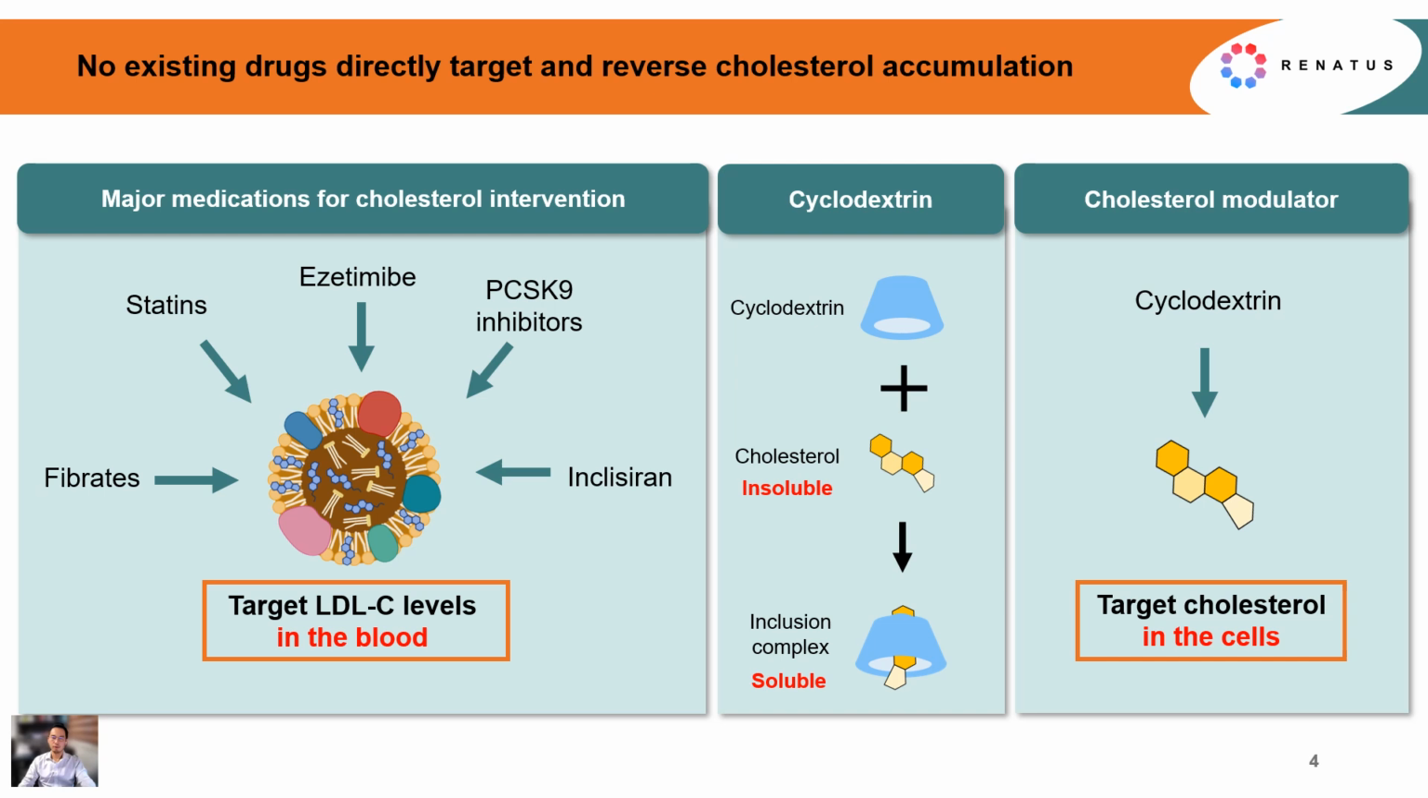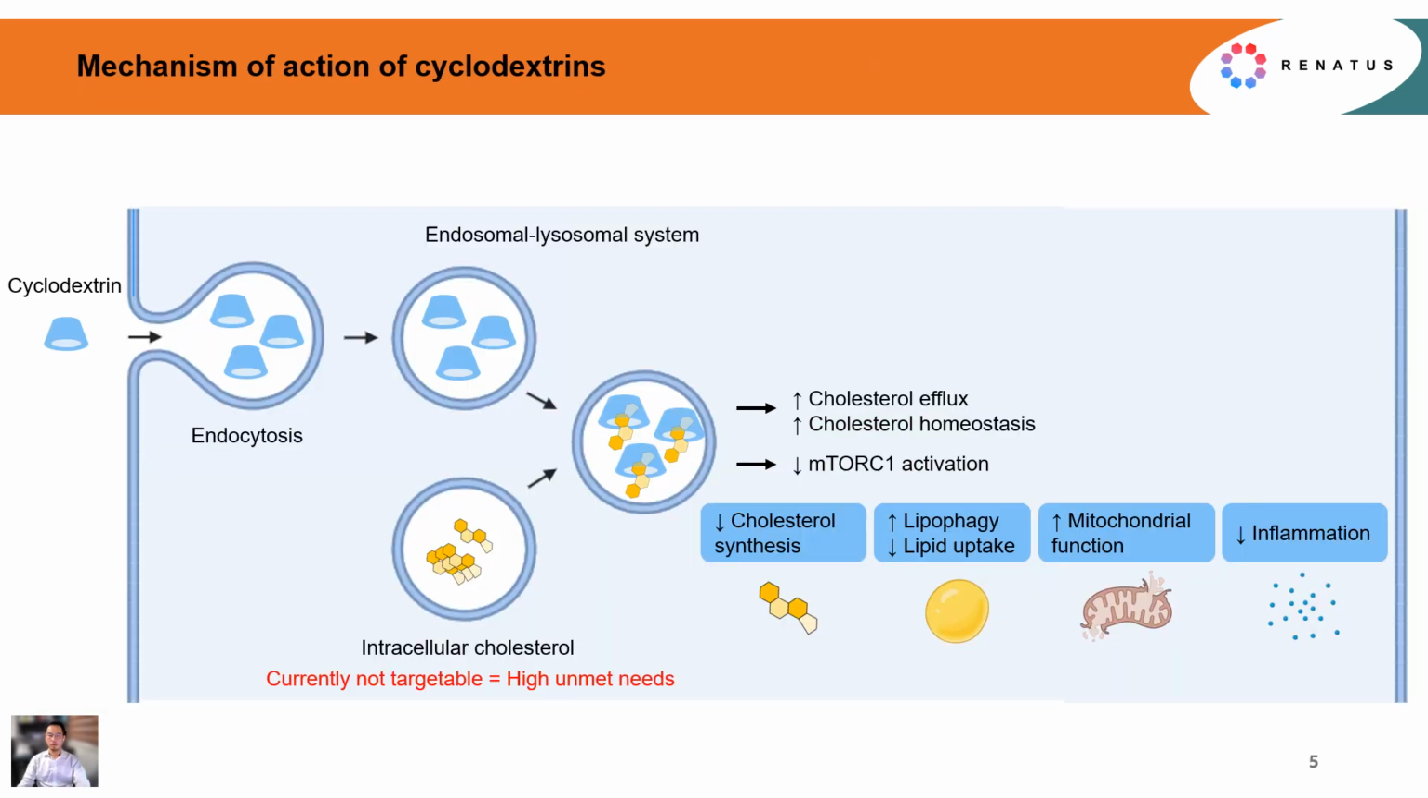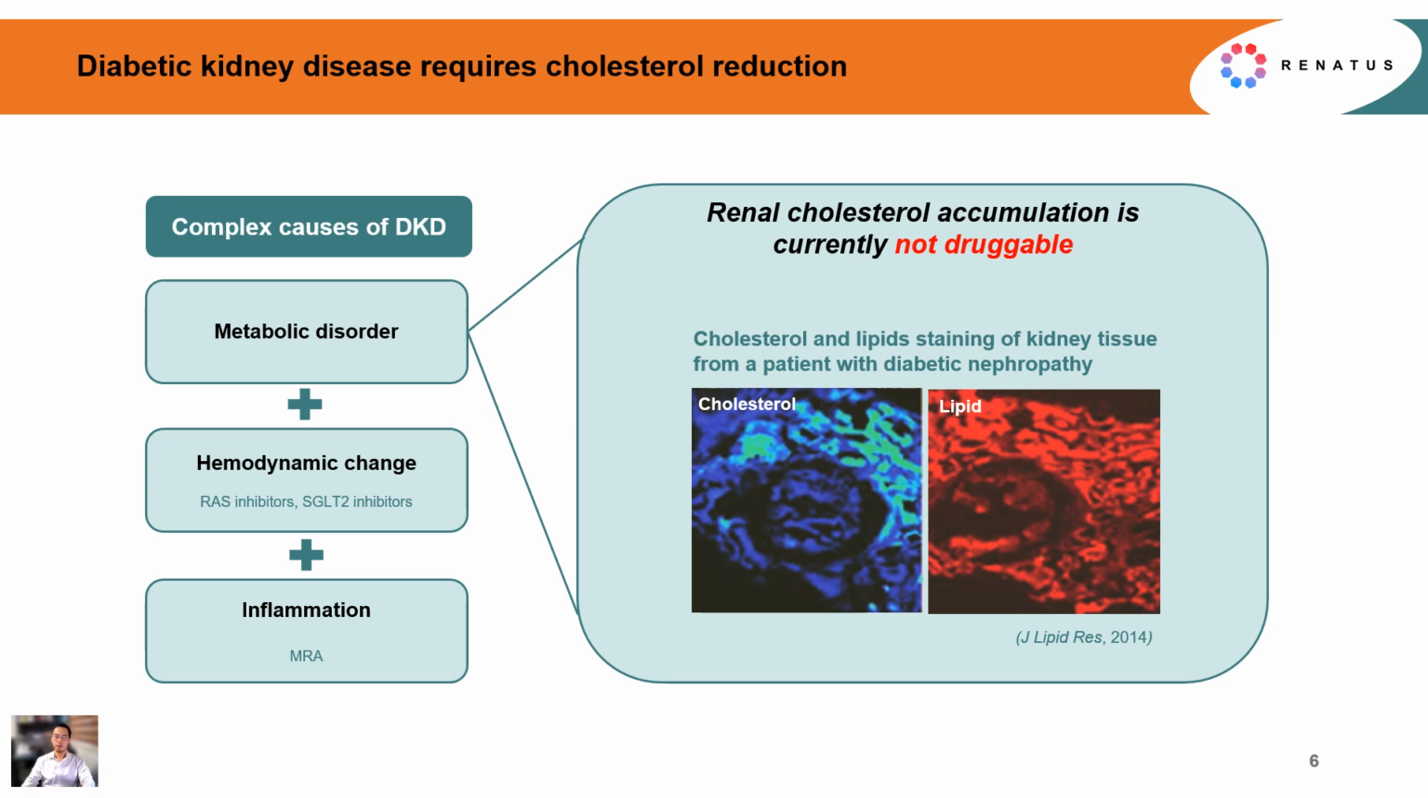Cyclodextrin is a ring-structured molecule that can physically encapsulate cholesterol and solubilize it, allowing direct targeting of cholesterol. Cyclodextrin acts as a cholesterol modulator by forming complexes with excess intracellular cholesterol and promoting its efflux through reverse cholesterol transport and passive diffusion. One of its key downstream effects is mTORC1 inhibition, leading to normalization of lipid homeostasis, mitochondrial function, and inflammation. Let's explore why directly targeting and reversing cholesterol accumulation is crucial in disease contexts.